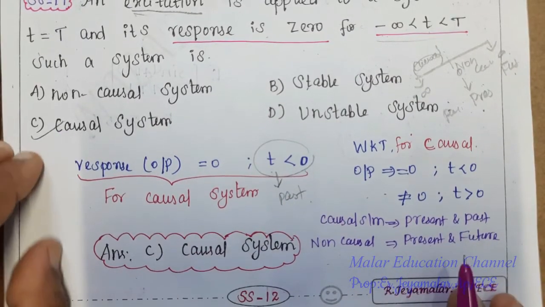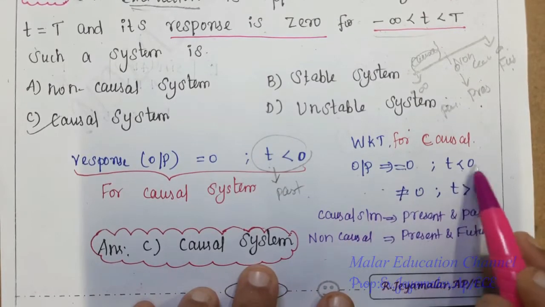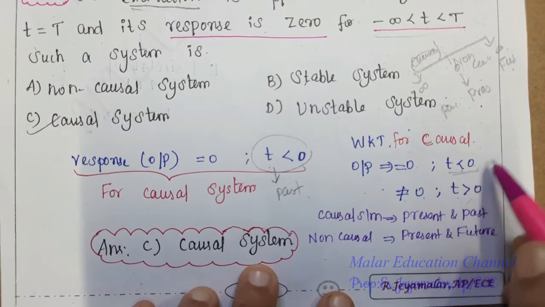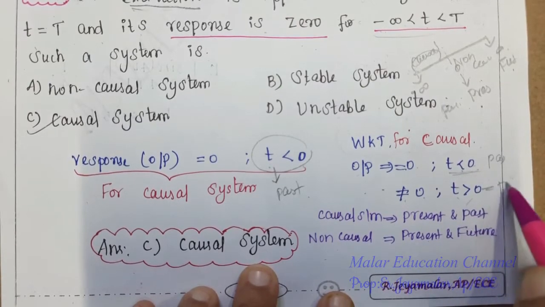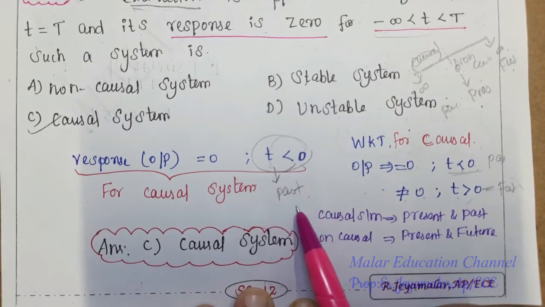The correct answer is C. See here, output is equal to 0 when t is less than 0. Output is not equal to 0 when t is greater than 0. This is for past. This is for future. But here t is less than 0, no. T less than 0 means past.